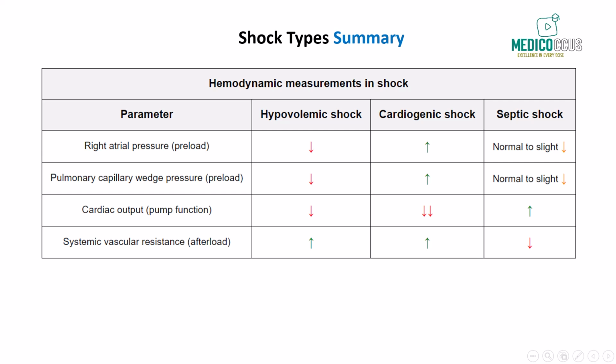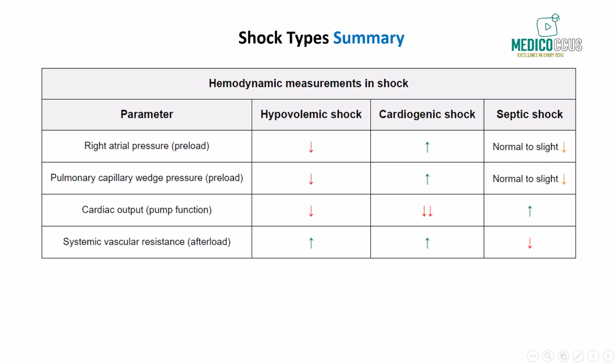In cardiogenic shock, the scenario is different. Right atrial pressure and pulmonary capillary wedge pressure are both increased due to the heart's inability to pump effectively, causing blood to back up into the venous system and the lungs. As a result, cardiac output is significantly decreased because the heart cannot generate sufficient force to eject blood. Systemic vascular resistance is also increased as the body tries to compensate for the reduced cardiac output by constricting blood vessels. Septic shock presents a distinct hemodynamic profile.